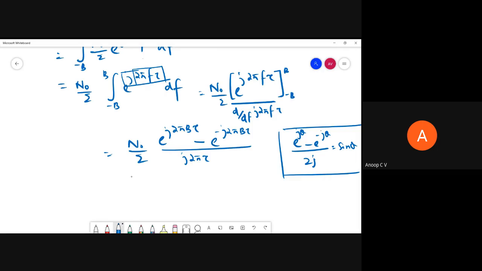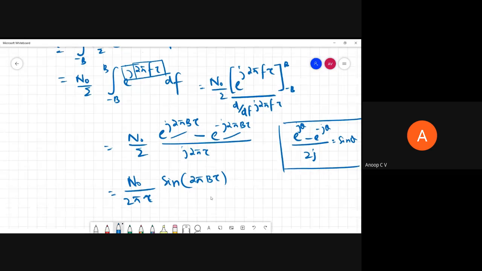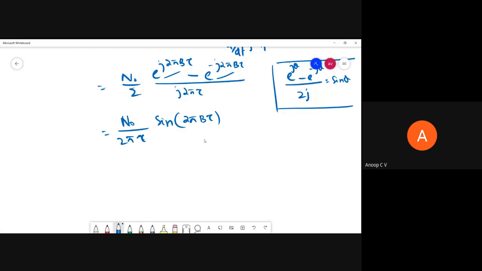So we have 2j, e power j 2 pi B tau minus e power minus j 2 pi B tau, so this becomes N naught by 2j times 2 pi tau. Then e power j theta minus e power minus j theta by 2j will become sine 2 pi B tau. Now you might have studied this in earlier classes, but I'm deriving it again. We have sine of pi theta divided by pi theta, and we can write it as sinc of theta.